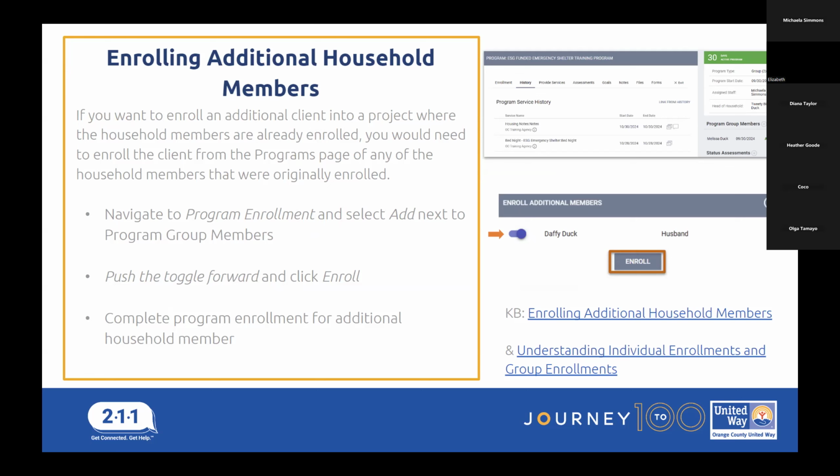And you would complete the enrollment for additional household members. This step is sometimes missed, which results in an additional member having an individual enrollment versus a group enrollment. If this occurs, please inform your HMIS agency admin to submit a ticket to the HMIS help desk to support with merging the individual enrollment with the group enrollment.